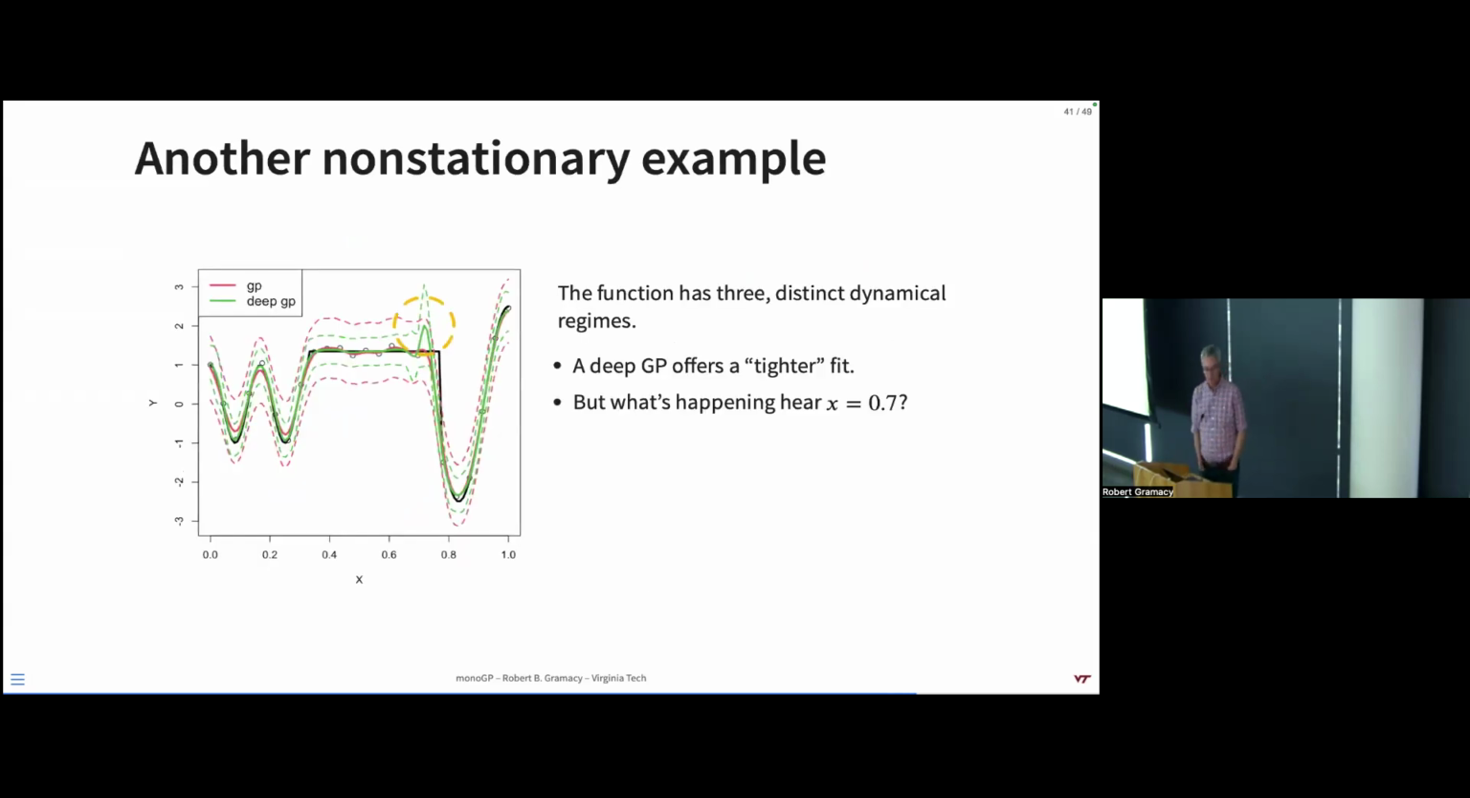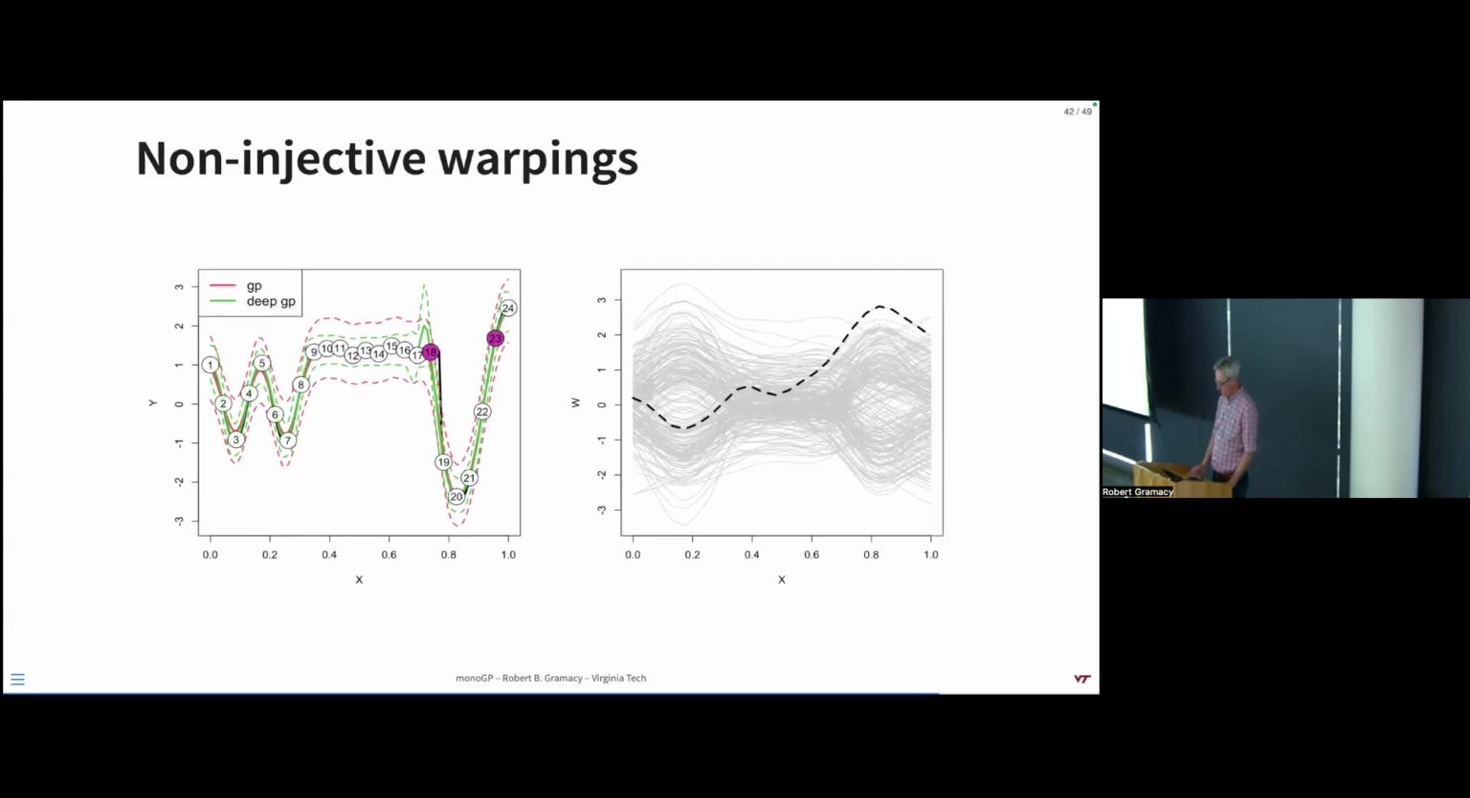Here's another example where things don't work quite as well. This example also has wiggly, straight, and wiggly regions. And the deep Gaussian process, which is in green, has a tighter fit. The UQ is better. It's got narrower error bars while still capturing the input-output relationship. But not everywhere. There's some kind of problem going on here. So what is that problem?